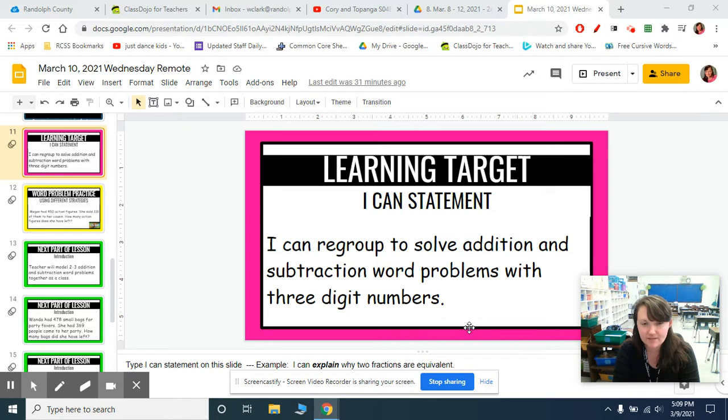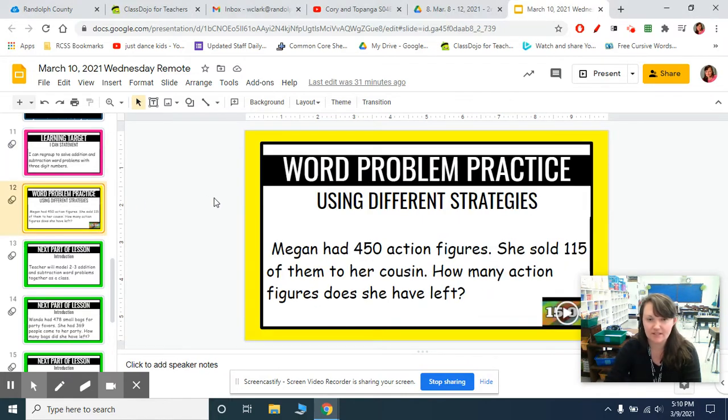Our I can statement is: I can regroup to solve addition and subtraction word problems with 3-digit numbers. Our word problem today is: Megan had 450 action figures. She sold 115 of them to her cousin. How many action figures does she have left?